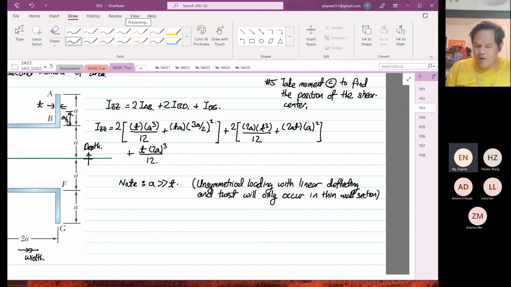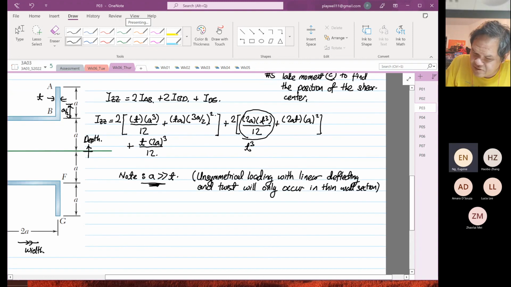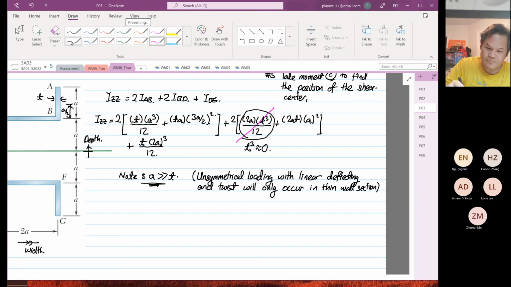Okay. So why all of a sudden I say note A is so much greater than T? This is because this term over here, right? You have T cubed, and when A is so much greater than T cubed, this is approximately equal to 0. Okay, so in that context, you can drop this term. Anything with the T cubed, okay, you can drop it. Okay, so let me write out the formula first, or let's see what value we got over here.